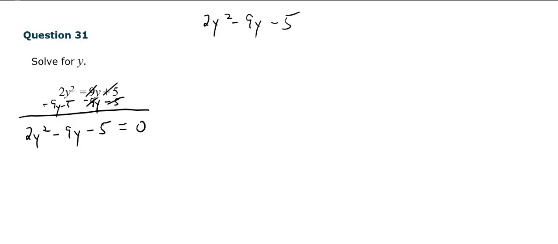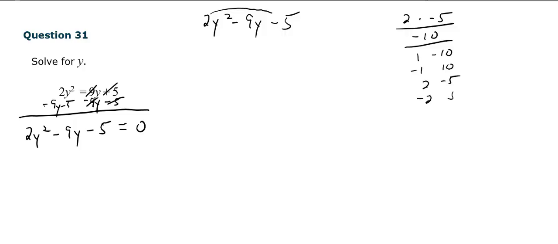So again, we look for the greatest common factor. In this case, again, it's 1. So next we're going to use our AC method. We're going to multiply 2 times negative 5, and that gives us negative 10. And we're going to write down our factors of negative 10. And we're looking for the pair that adds to a negative 9, and that's 1 plus negative 10. So we're going to rewrite using 1 and negative 10 to rewrite negative 9y. And then we're going to factor by grouping.